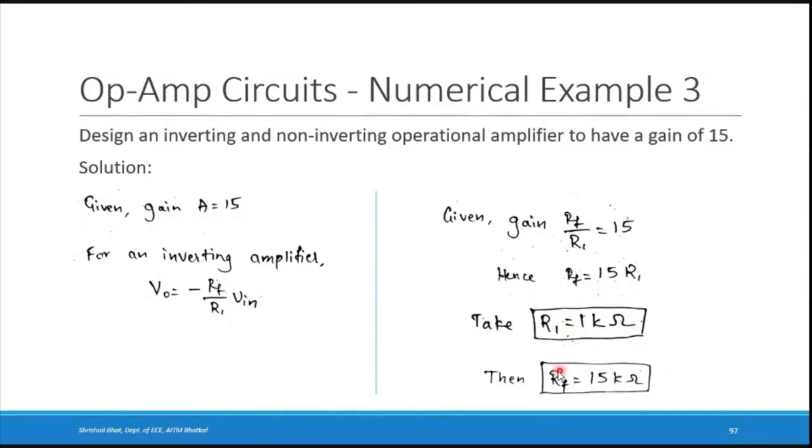So this value of RF will be dependent on what value of R1 I take, right? So you are free to choose any value in this case. You can take 100 ohms, you can take 1 kilo ohm, you can take 10 kilo ohm. Depending on that, you will get the value of RF, right? So here, since I have taken R1 is 1 kilo ohm, for my design, I will get RF is equal to 15 kilo ohm. So now once we have got the values of RF and R1, we have to draw the circuit of the inverting amplifier and put the values of R1 and RF, right?